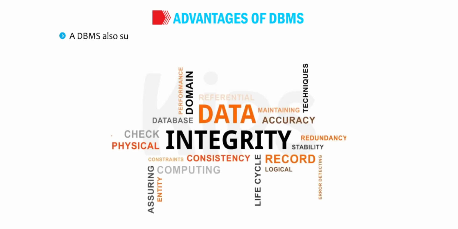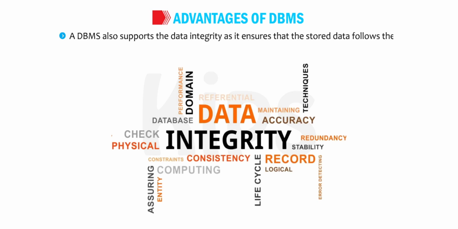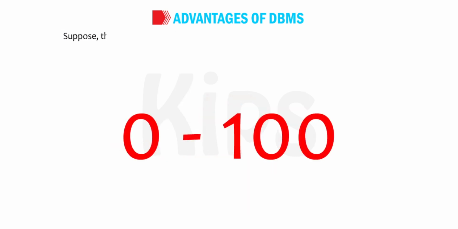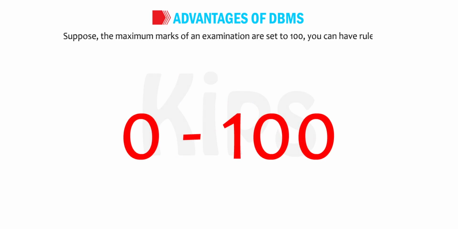A DBMS also supports data integrity as it ensures that the stored data follows the customized standards of an organization. Suppose the maximum marks of an examination are set to 100. You can have rules to make sure that the database accepts the numbers only between the range of 0 to 100.